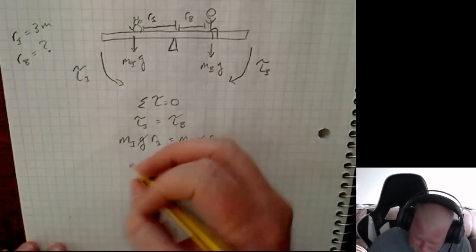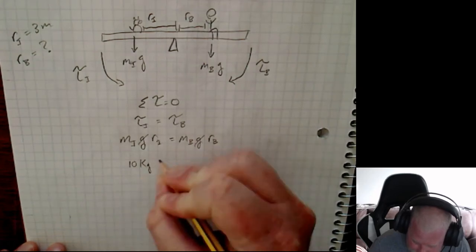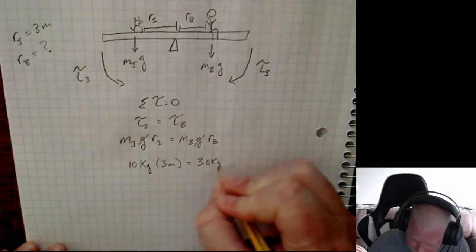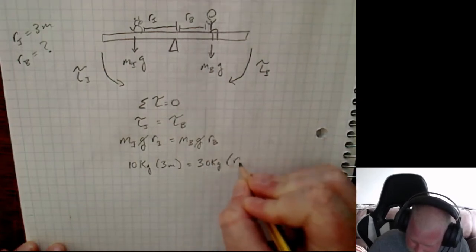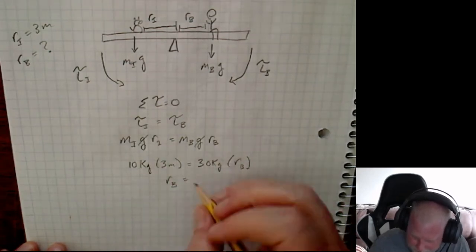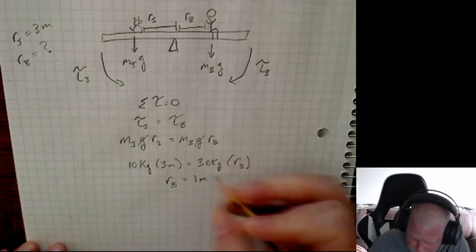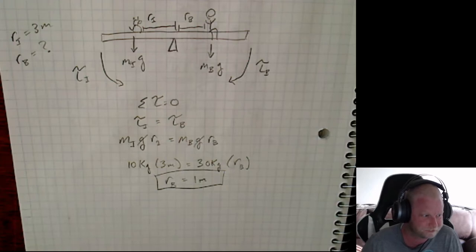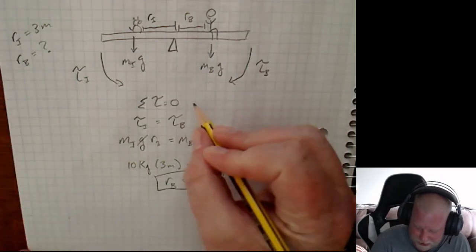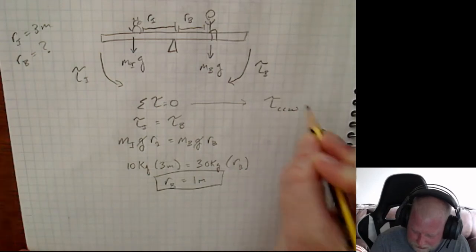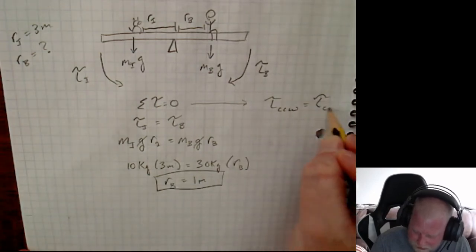And so we know that the mass of the dog is 10 kilograms, and he sits 3 meters away. We know the boy has a mass of 30 kilograms, sitting at an unknown distance. All right, so you solve it out. 30 divided by 30. The boy needs to be 1 meter away from the pivot point on that seesaw. All right, so again, the key idea here is that when you have net torque equal to zero, it means that your total counterclockwise torque has to equal your total clockwise torque.